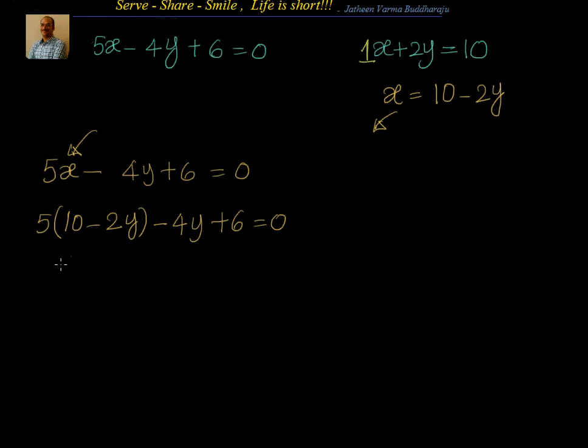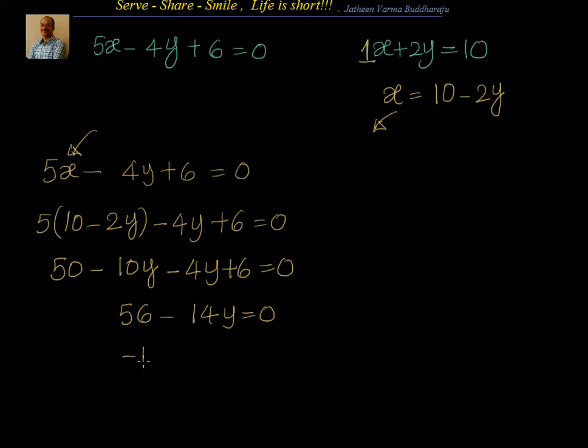5 into 10 is 50, minus 5 into 2y is 10y, minus 4y plus 6 equal to 0. Now we'll add the like terms. I will have 50 plus 6, 56, minus 14y equal to 0, or can I say minus 14y equal to minus 56, or I can simplify, cancel the negatives, and y is 56 by 14, that's equal to 4.